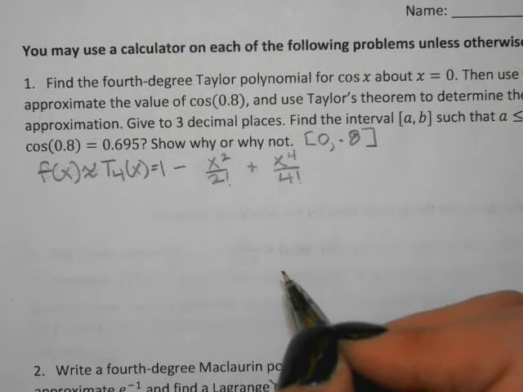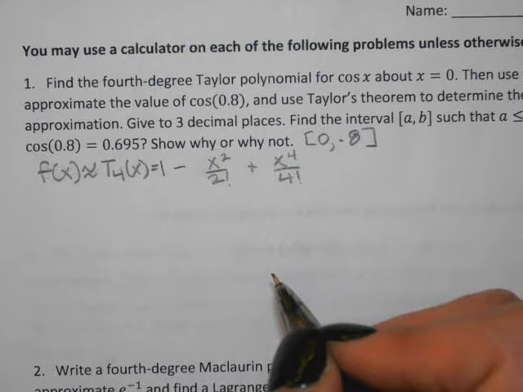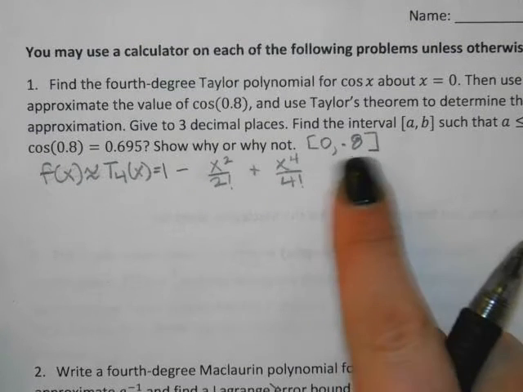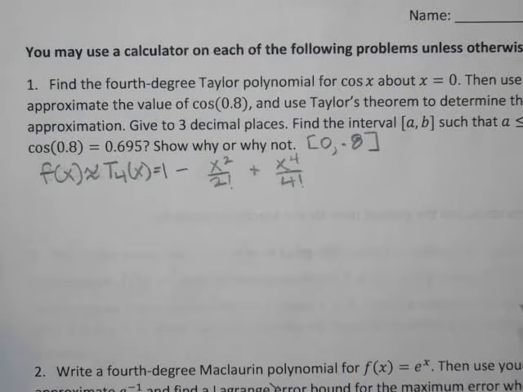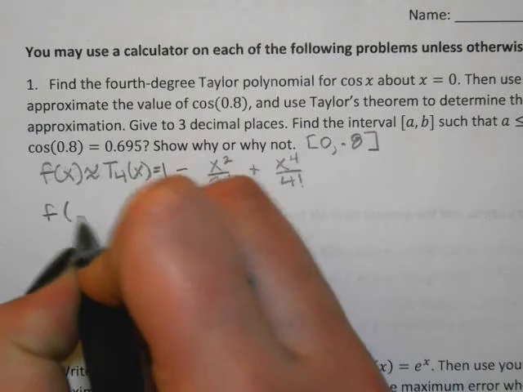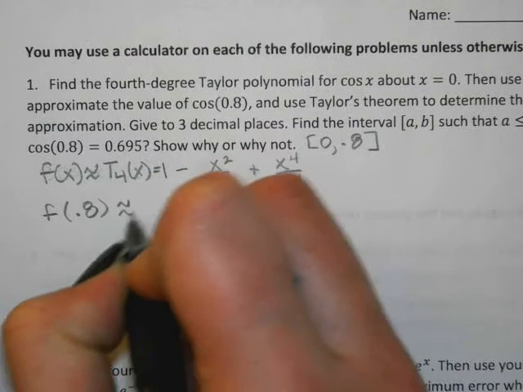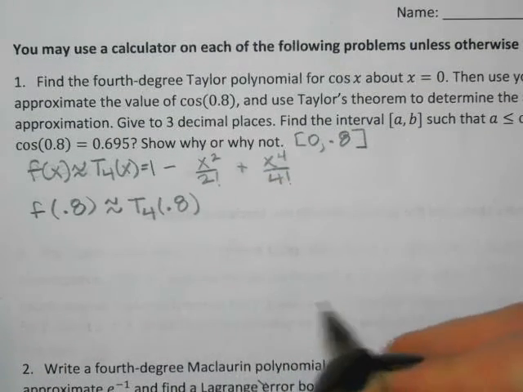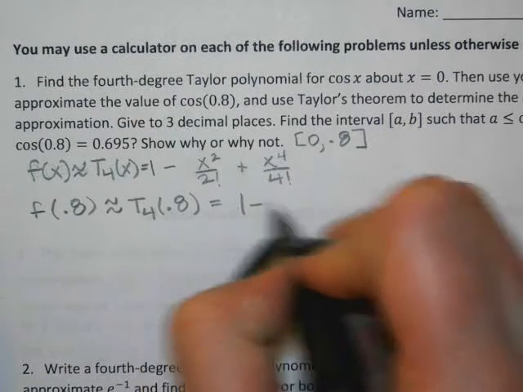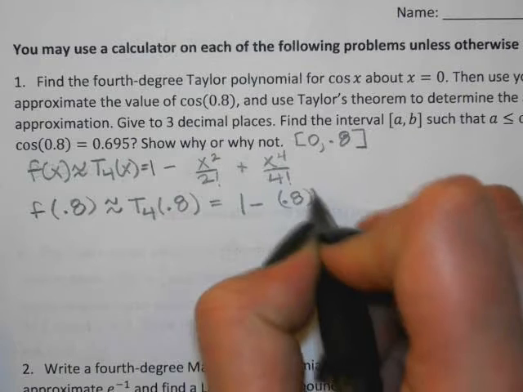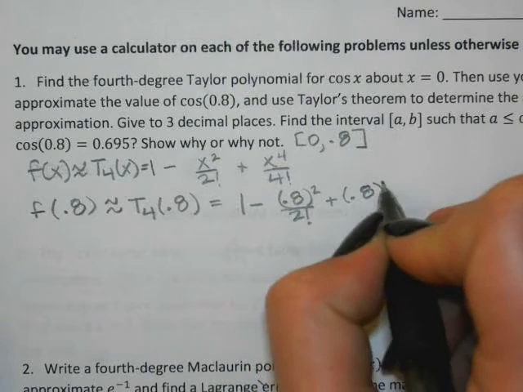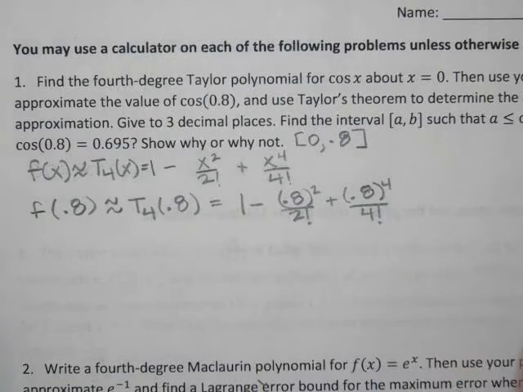So when we do the error later, you use the center and the value that you're approximating to come up with your little interval to use for the error later. Okay, so now I'm going to say that f of 0.8 is approximately t sub 4 of 0.8. Those are approximately the same. And that's going to be 1 minus 0.8 to the second divided by 2 factorial plus 0.8 to the fourth divided by 4 factorial.